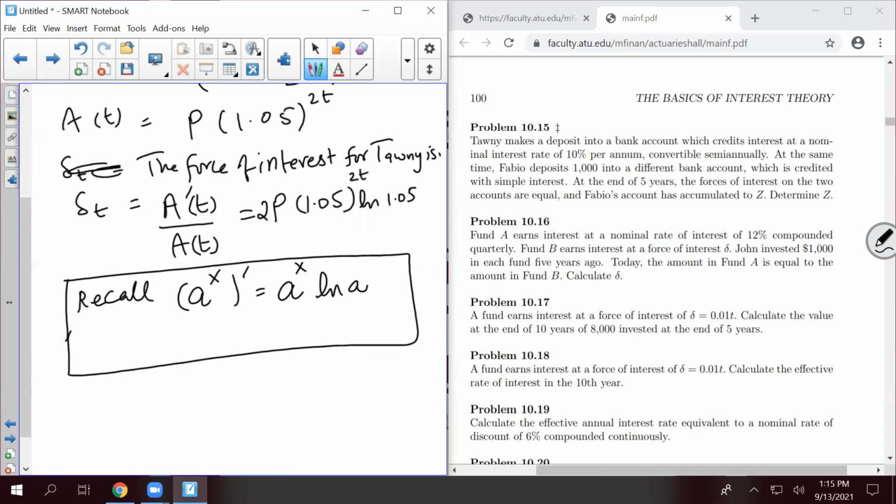So let's write it here. Very nice shake up of Calc 1. Chain rule. What is this? This is not the power rule, but you can say the exponential rule. What's that other function called? The exponential function rule, but not the e^x, but a^x. Okay, so that's the derivative of this, and in the denominator you just have A(t) again, P times 1.05 to the power 2t. The P cancels, so it's 2 ln 1.05.